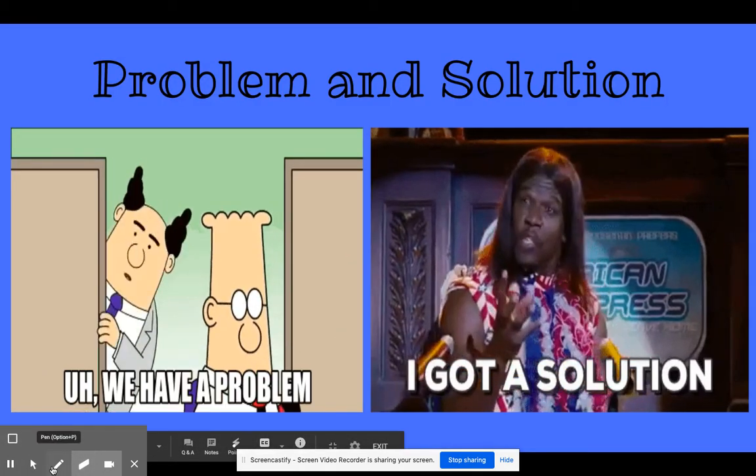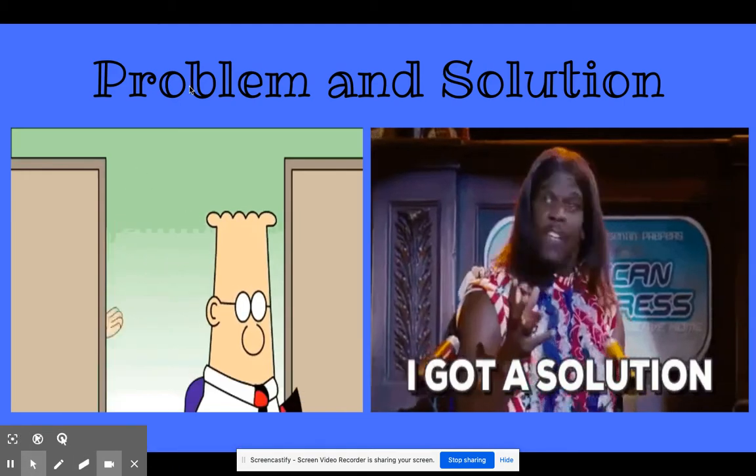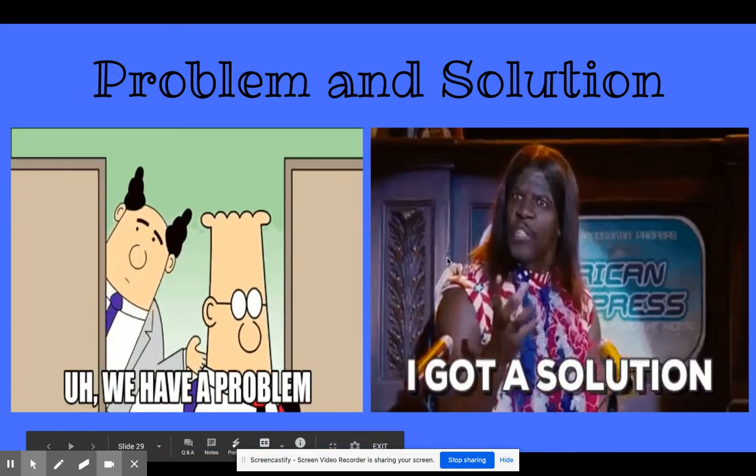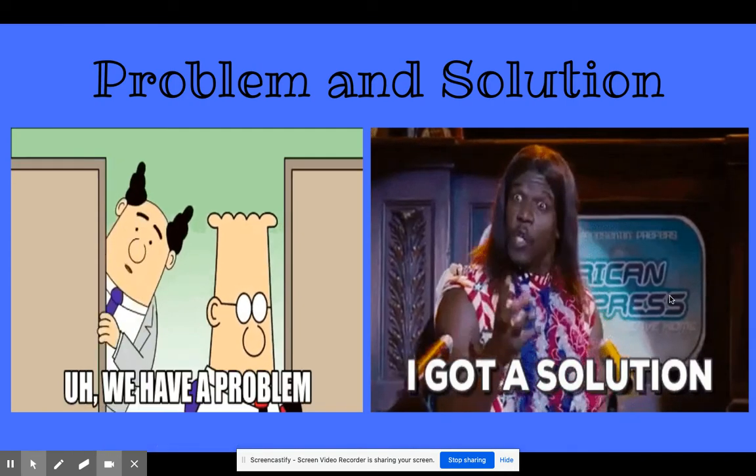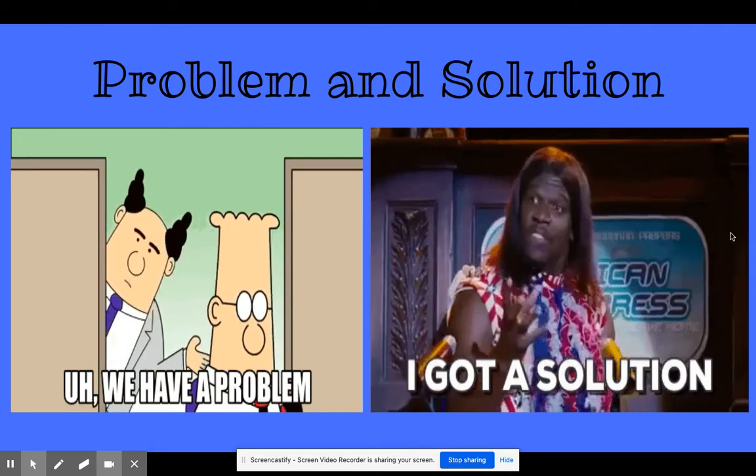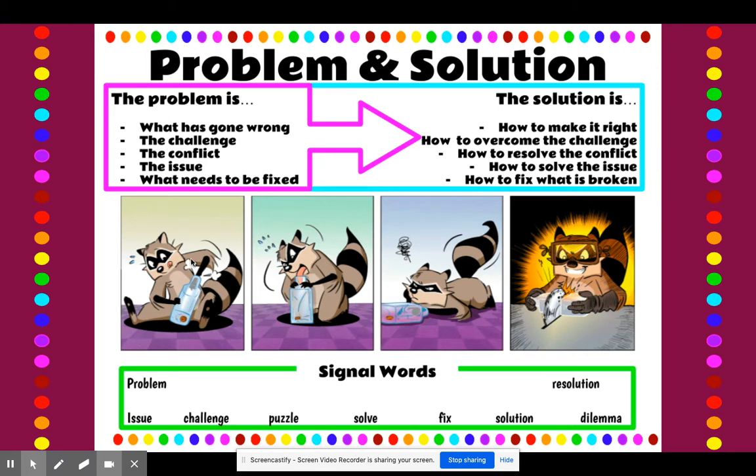So I found this little meme and I kept it on here because I thought it was super funny. It says, we have a problem. And then he says, I got a solution, right? We know that problem and solution is when the author organizes the information to show us a problem that is happening, right? And remember, this is happening in nonfiction. So this is all going to be a real problem that maybe we're facing in science or in social studies or with climate change, bees, those kinds of things. Okay, so there is a problem. And then the author is also going to offer us a way to fix it, a solution.